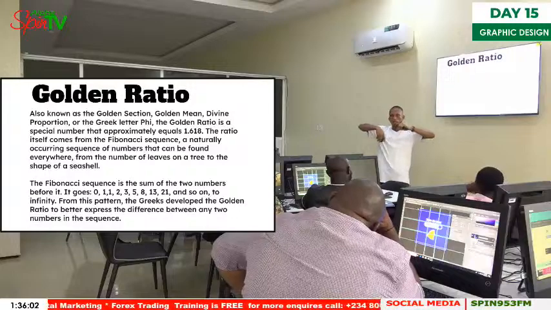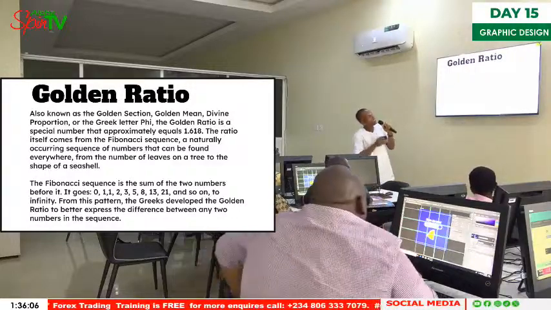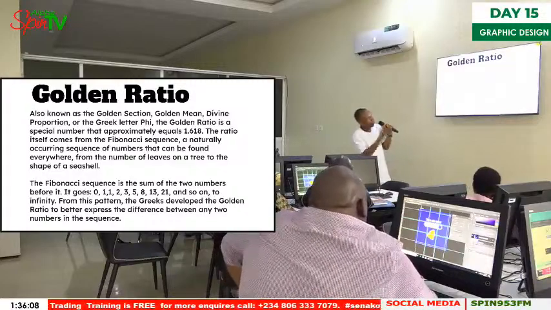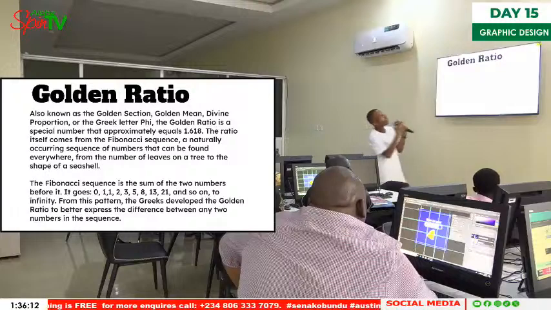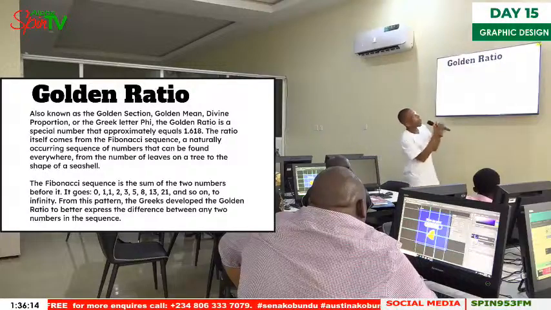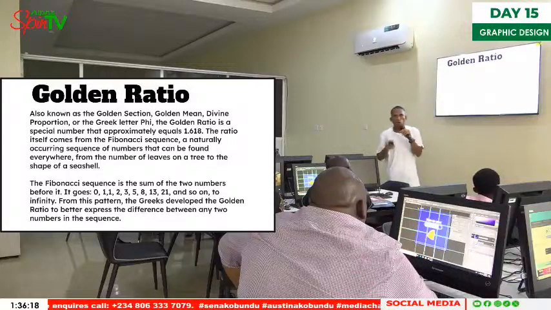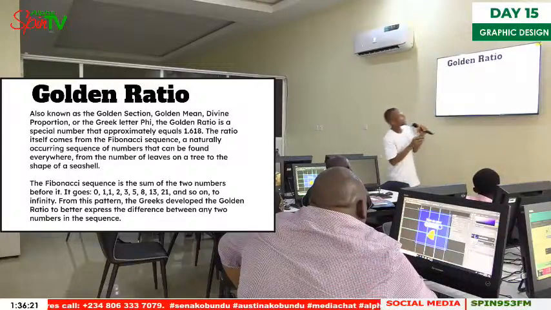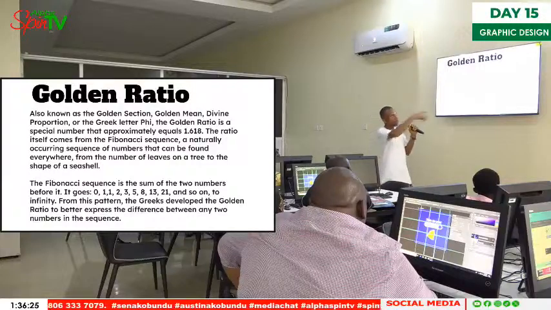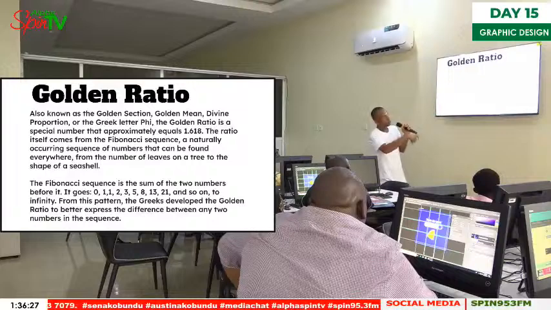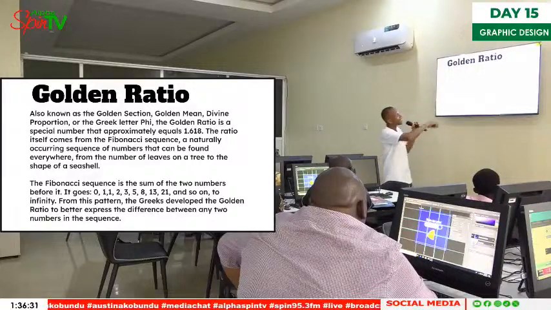So it's the golden ratio, also known as the golden section. Golden means divine proportion, or the Greek letter phi. The golden ratio is a special number that approximately equals 1.618. You understand? 1.61, that's the golden ratio. The ratio itself comes from the Fibonacci sequence, a naturally occurring sequence of numbers that can be found everywhere, from the number of leaves on a tree.